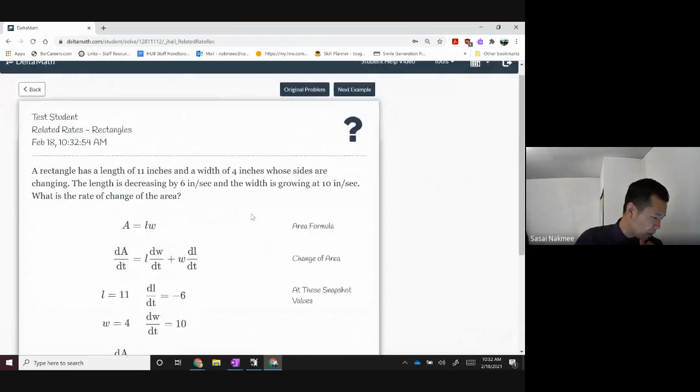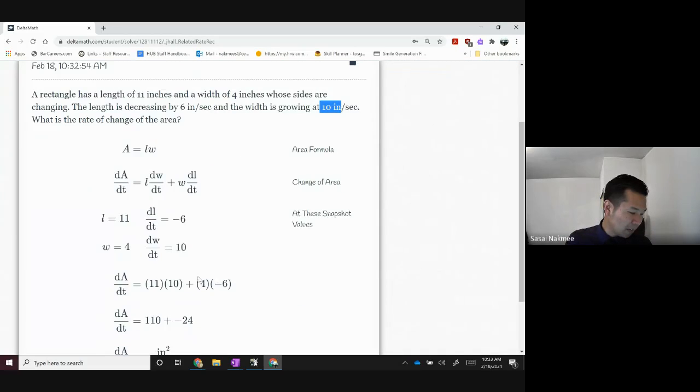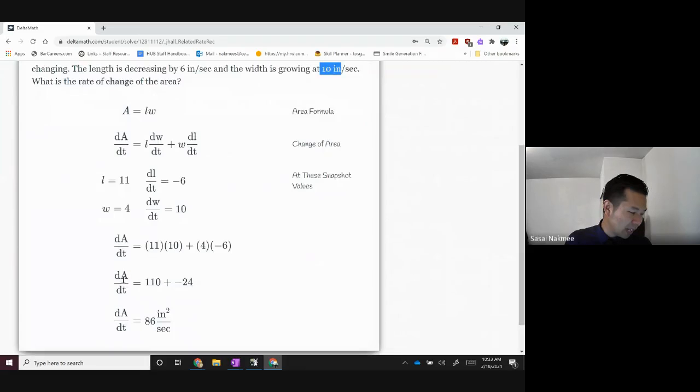So in this particular case, you're dealing with rectangles. I draw out the rectangle and then list out what they're dealing with: it has a length of 11, a width of 4. The length is decreasing by this amount. The width is growing by this amount. What's the rate at which the area is changing? So this one, they actually tell you 2 rates. They tell you the rate at which the length and the width are changing, so you can plug in those values. You see that? And that helps you figure out what dA/dt is going to equal.